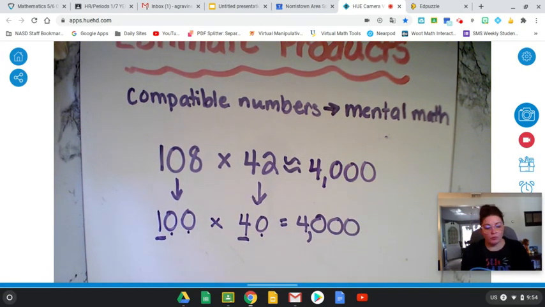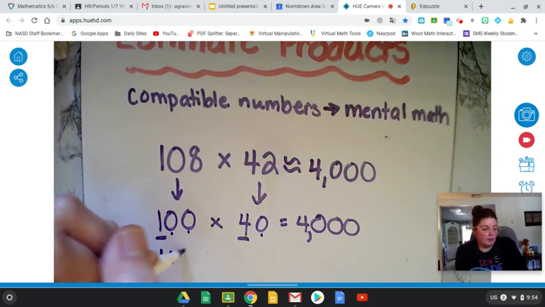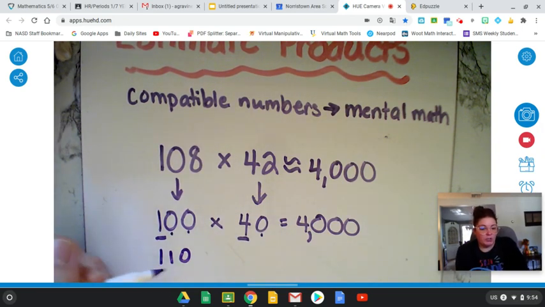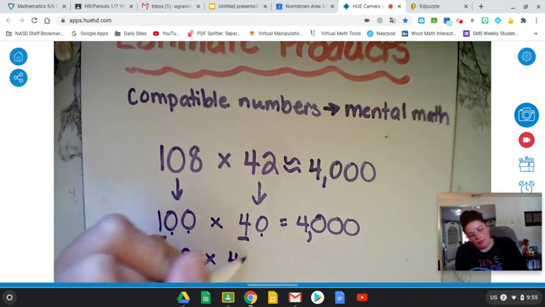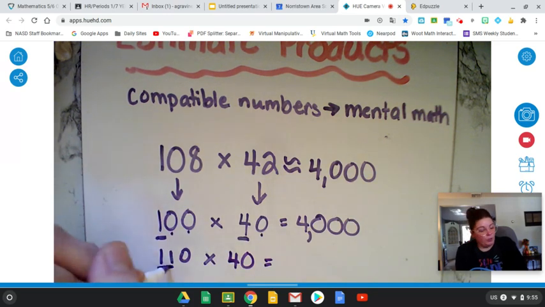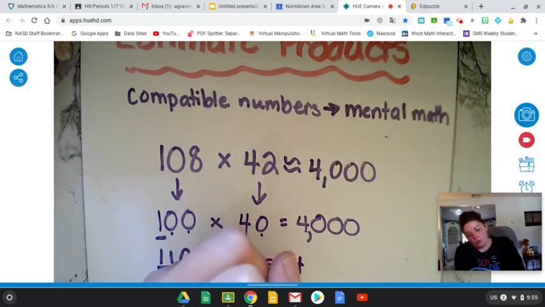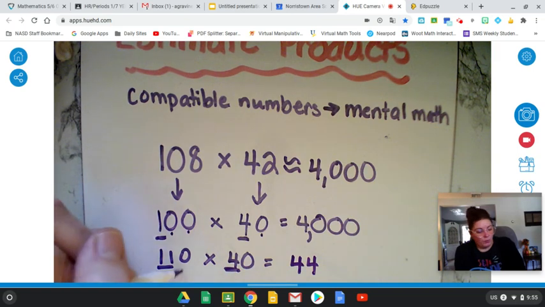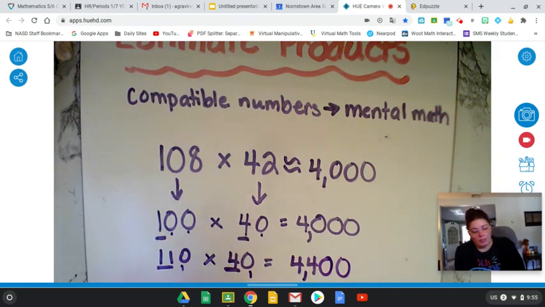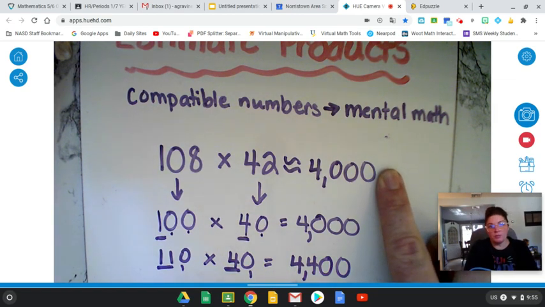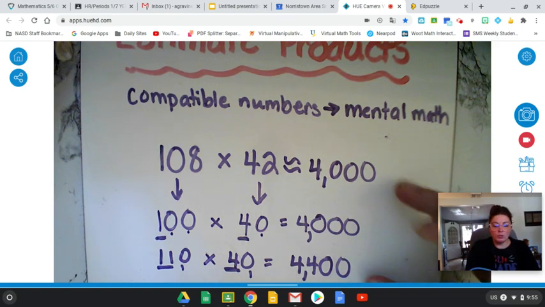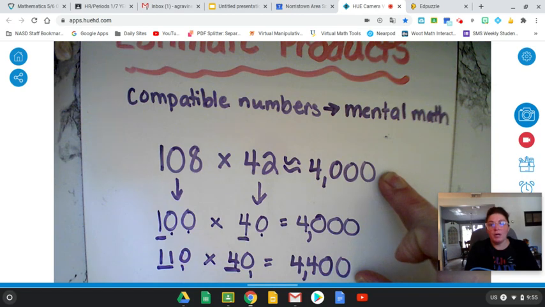Now, what happens if you would have picked 110? Okay, so if we had 110 for our rounded factor, and 40, well, you would pull out the basic fact 11 times 4, which is 44, and you would count 2 zeros, making your estimate 4,400. And that's pretty close to 4,000. In fact, it's actually going to be closer to the exact answer. So either of these options would have been okay for your estimate.